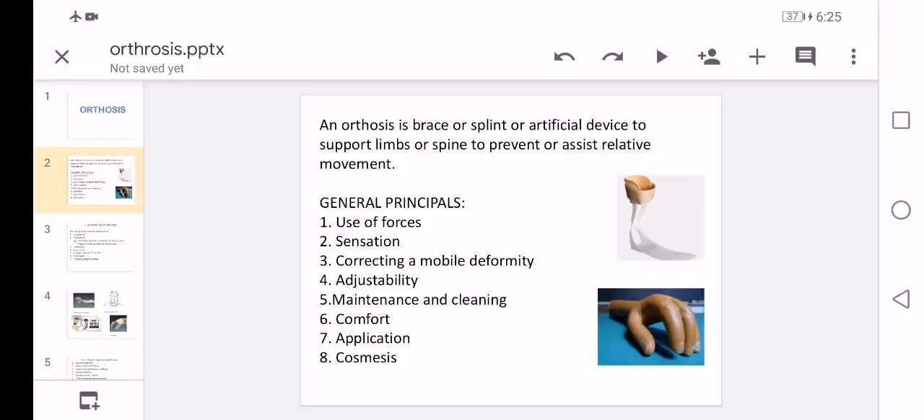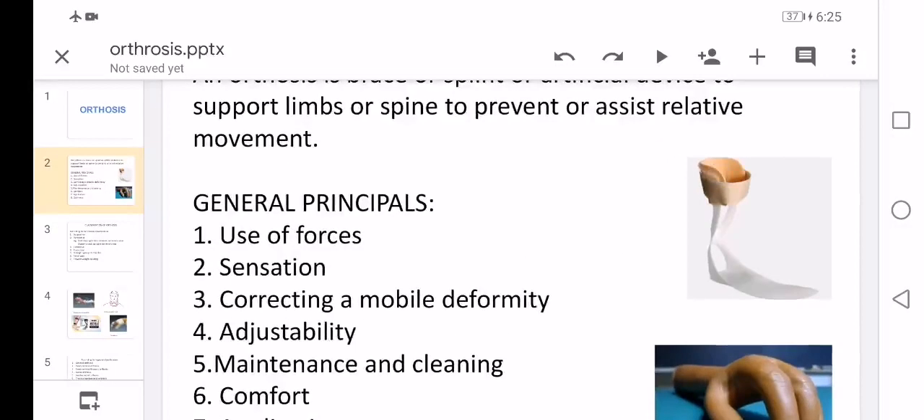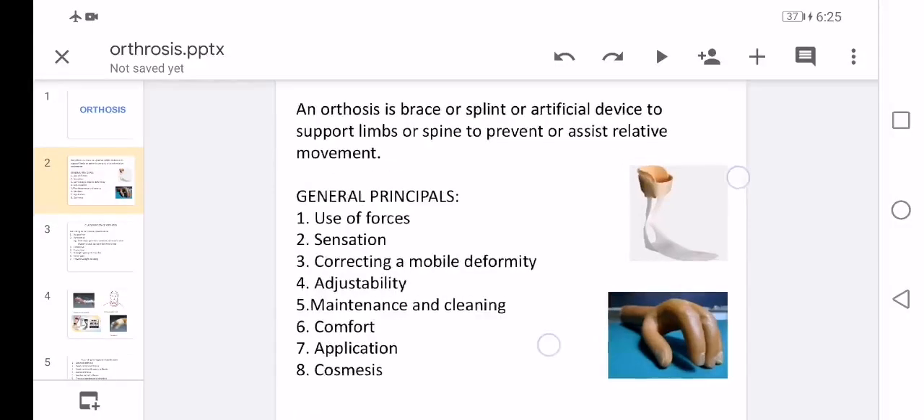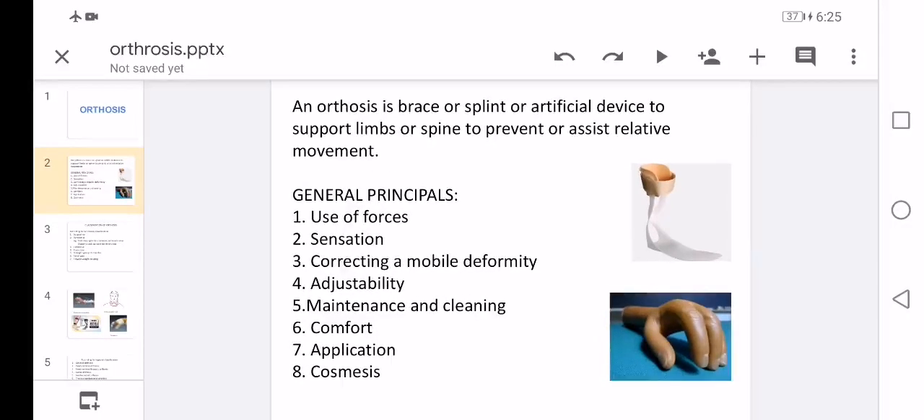First is the use of forces, which can be utilized to limit or assist movements. For example, a spring in a joint can be stressed by one motion and then recoils to the opposite motion. An example is the leaf spring orthosis. For sensation, it often covers skin and decreases the sensory feedback. We can also correct a mobile deformity, like genu recurvatum or hyperextension of the knee. It can correct forces by the balance of proximal and distal counter forces.